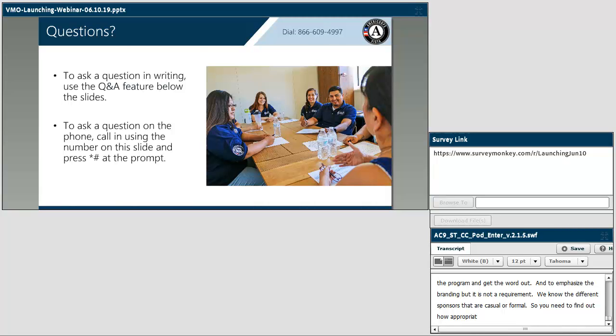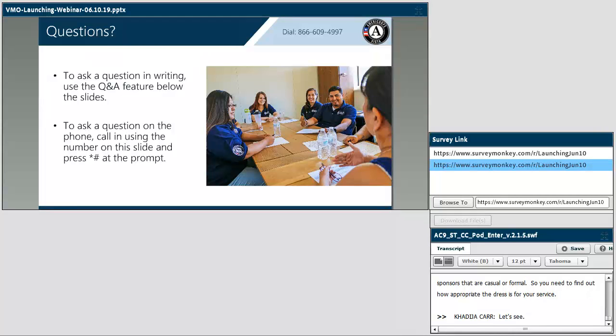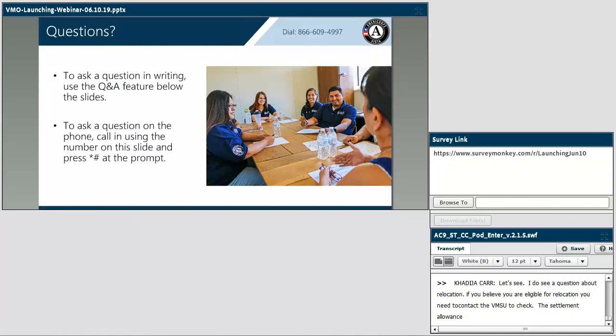I do see a question regarding relocation. If you believe that you were eligible for relocation, you'll need to contact the VISTA member support unit to double check. The settling in allowance is for folks who relocated for service, meaning that you've moved more than 50 miles from your home of record to your service site. So it's really intended to help with the initial settling in expenses, deposits, utilities, etc. So you'll need to double check with the VISTA member support unit if you believe you should have been included in that group and weren't. You can call the National Service Hotline or email vmsu@cns.gov.